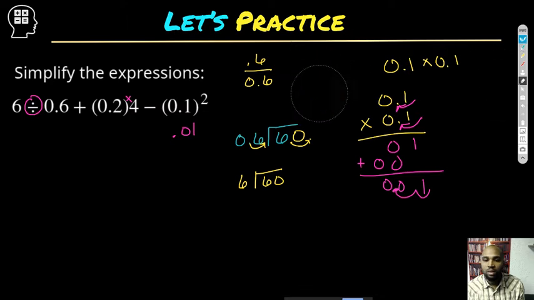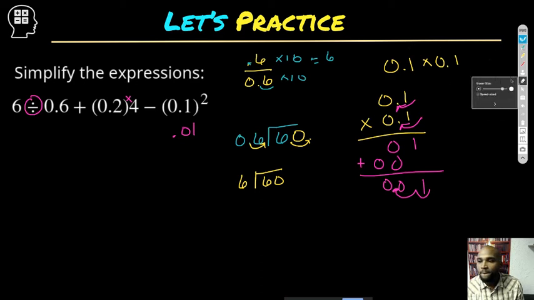I'm gonna erase this PEMDAS for a second. So we just multiplied this top times 10 and the bottom times 10. We multiplied it enough by 10s to get it to be a whole number. And that's how we got our 6 and our 0.6, and this should be 6. So that gave me 60 and 6. And that's pretty easy to do right there.